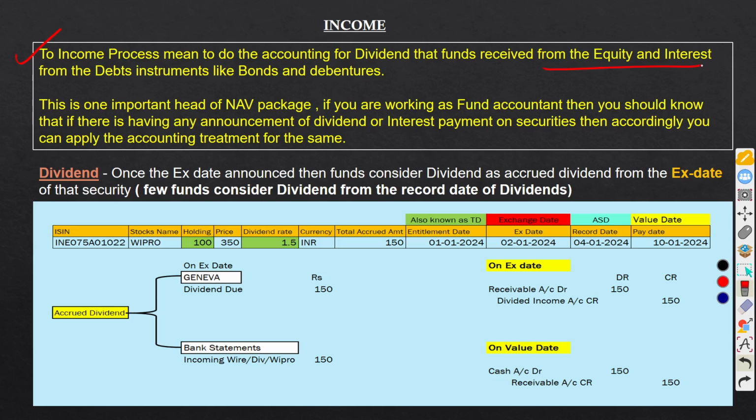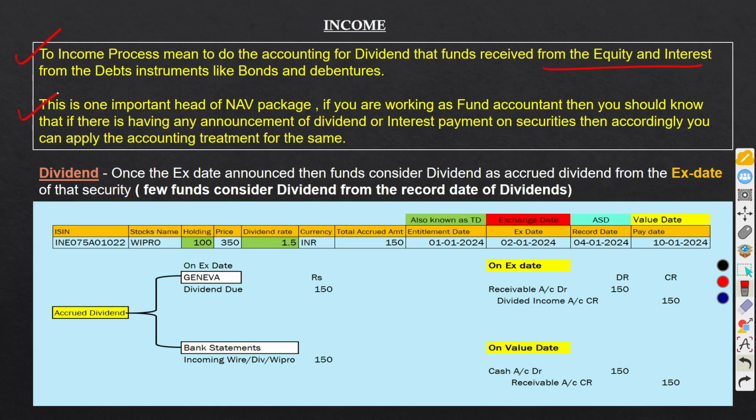Then there are bond investments, loan investments, private credit, or other obligations or repos, which offer interest payment opportunities, and the fund is entitled to record interest payments in the books of the fund on a timely basis. That's how accruals and everything else come into the picture. So this is one important head of the NAV package, because income comes under the NAV package.